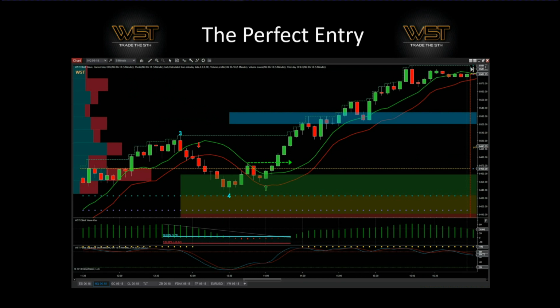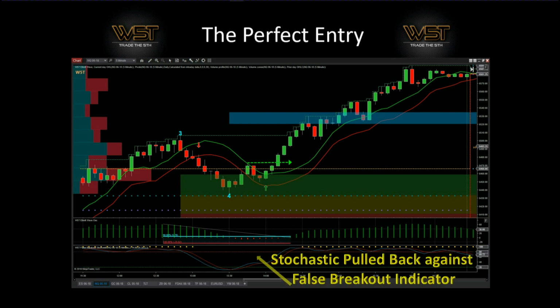So the perfect entry. Now it doesn't always happen, but again we're looking for those high probability moves, and this is what we would class as a perfect entry. So let's go through it. Again, I keep reminding you of this because we just need these basic rules to be met, and if they are, we've got a high probability trade.